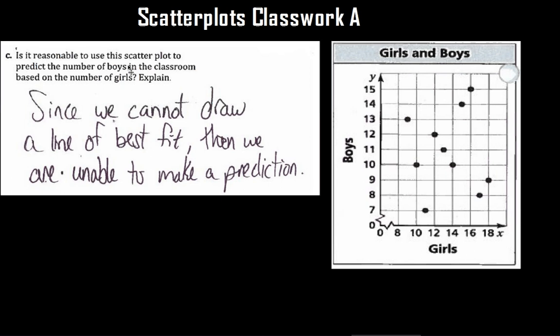Absolutely not, to use the scatter plot to predict the number of boys in the classroom based on the number of girls. When you're drawing that line of best fit, that helps you make a prediction. If you cannot draw a line of best fit, then we are unable to make a prediction. It is super, super straightforward as long as you are thinking reasonably and rationally.